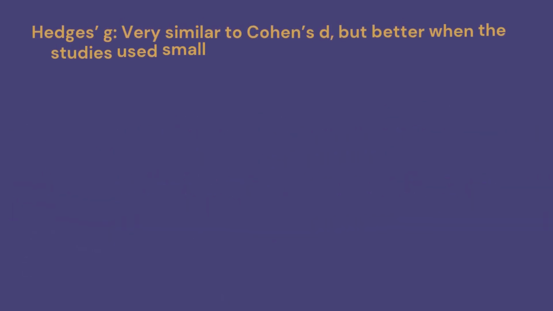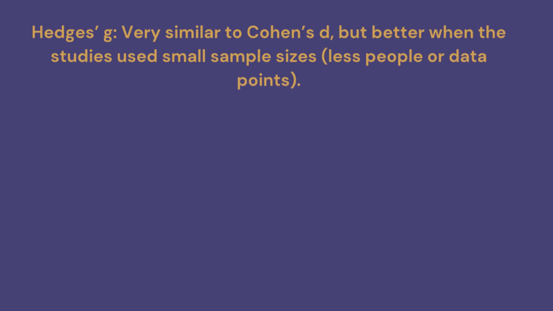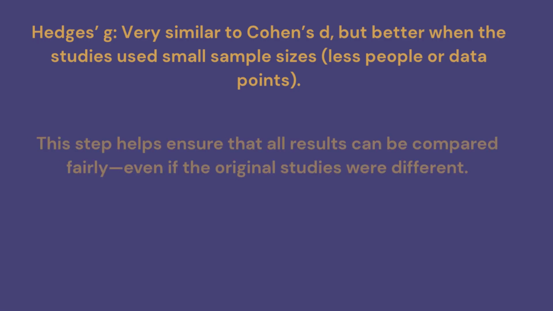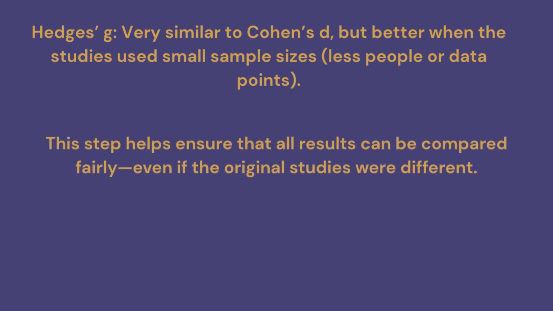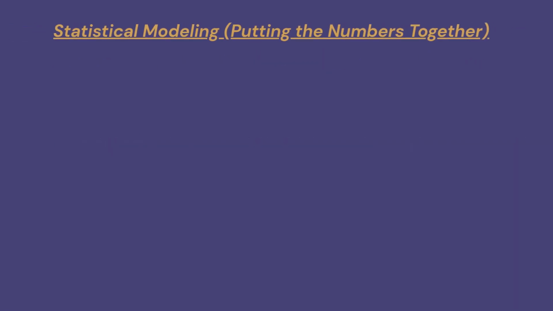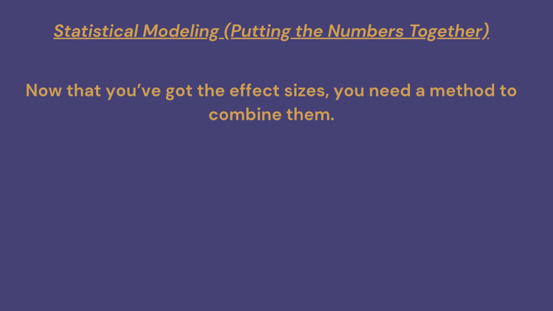Hedges' g, very similar to Cohen's d, but better when the studies used small sample sizes, less people or data points. This step helps ensure that all results can be compared fairly, even if the original studies were different. Statistical modeling, putting the numbers together. Now that you've got the effect sizes, you need a method to combine them. There are two common ways to do this.